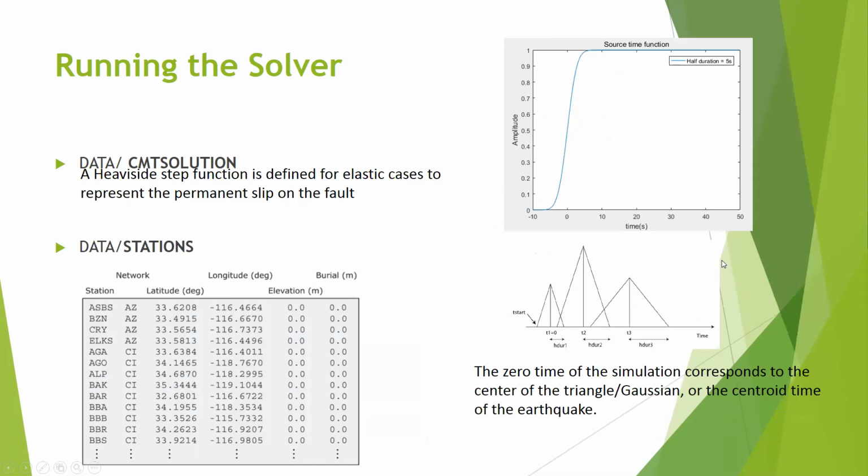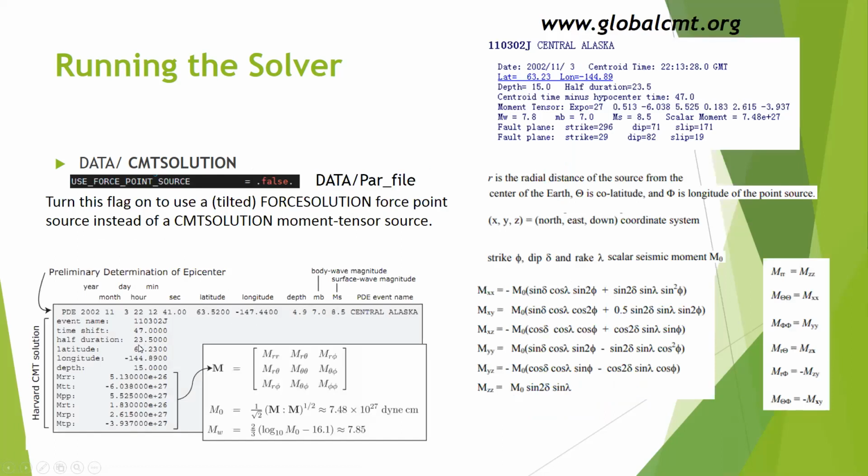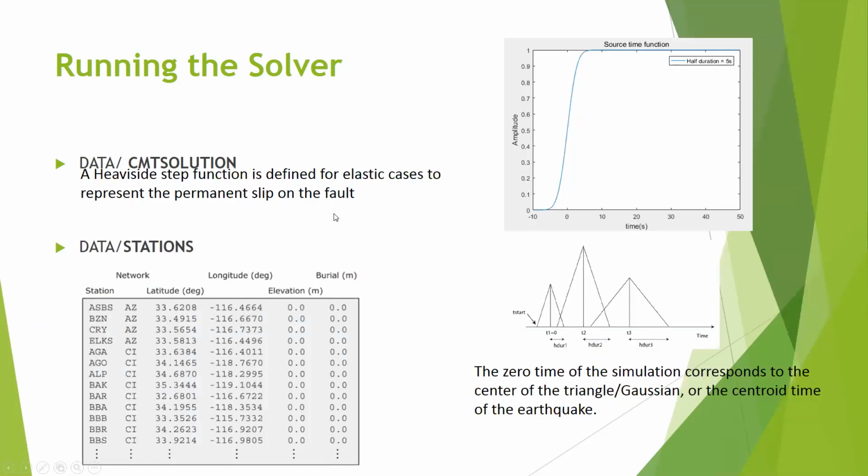The shape of the source time function this program uses for the elastic case is represented by the Heaviside step function. So this is the shape of the source time function it uses for half duration. The half duration of this source time function is 5 seconds. If you don't like this source time function, you can use others. Just define the half duration as 0 in here and then convolve your synthetics with the source time function you want to use.